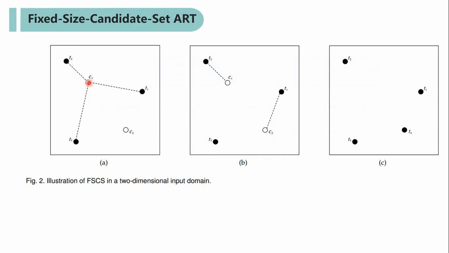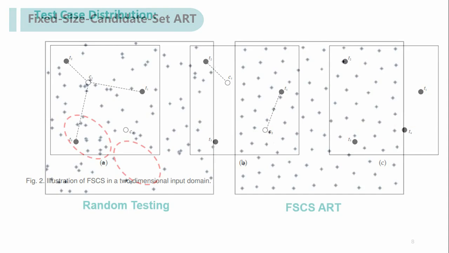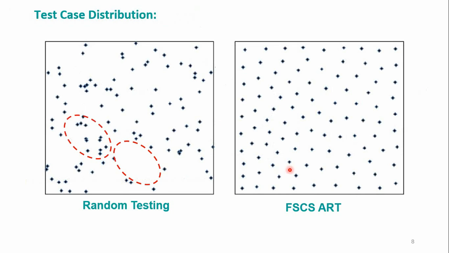In the first process, the distance of candidates with the previously executed test cases will be calculated and then its nearest neighbor will be found. C2 will be identified as the nearest neighbor of C1, and similarly T1 will be identified as the nearest neighbor of C2. In the third step, the test case will be selected which has the farthest nearest neighbor. So in this way, C2 will be selected as the next test case. FSCS ART achieves even spread across the software input domain as compared with random testing.